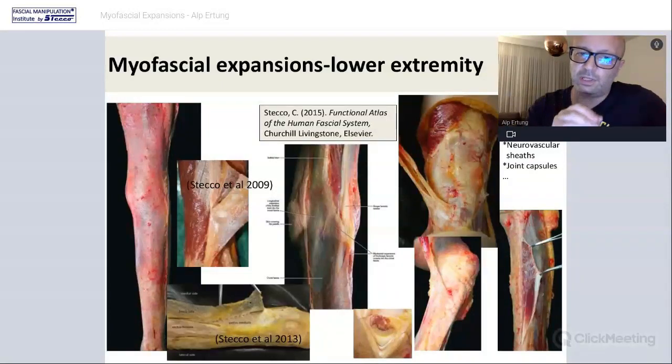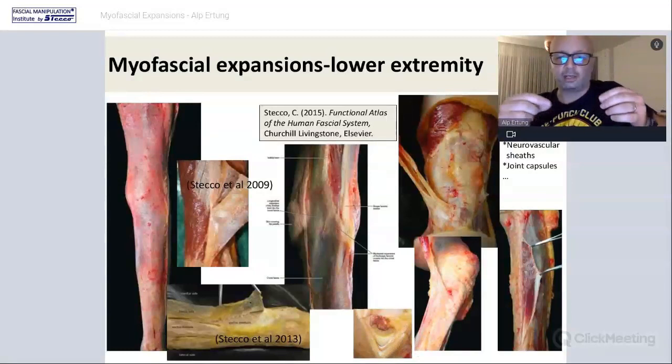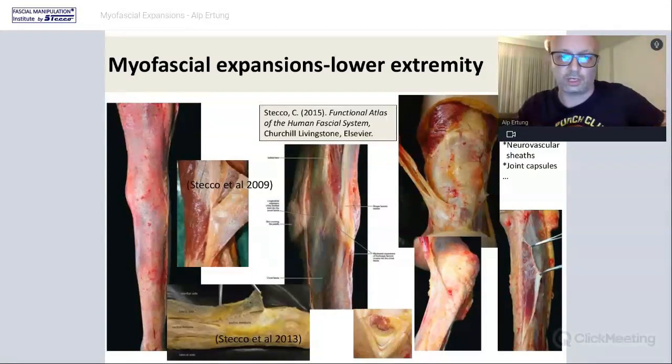So this is a different type of myofascial expansion. We have the biceps femoris tendon, and it's in continuity with the crural fascia. And the IT band, which is the fascia lata itself, is in continuity with the crural fascia. We have another continuation, the paratenon of the Achilles tendon. It's the paratenon as the continuity of the crural fascia.